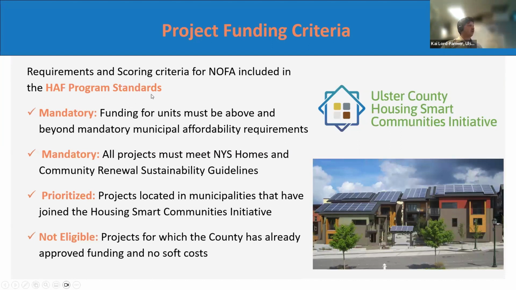There's a couple criteria that we've put in place. So the first mandatory criteria is that some municipalities in Ulster County have mandatory affordable requirements. So if you're building a project over a certain size, a certain percentage of those units need to be affordable by law. And this funding is not available to build those units, but you can go above and beyond those units and apply for funding for those projects.